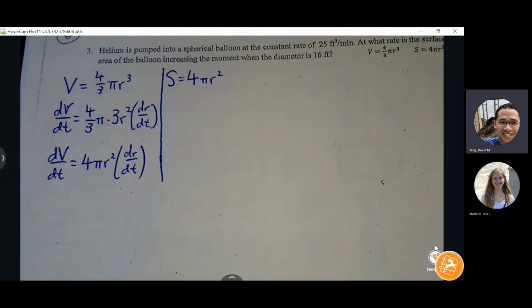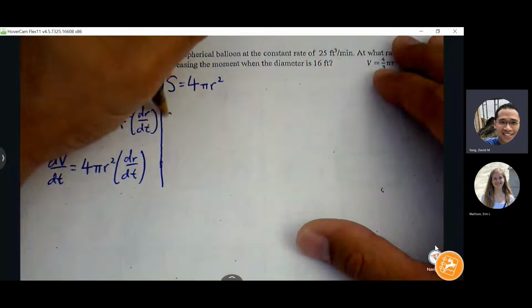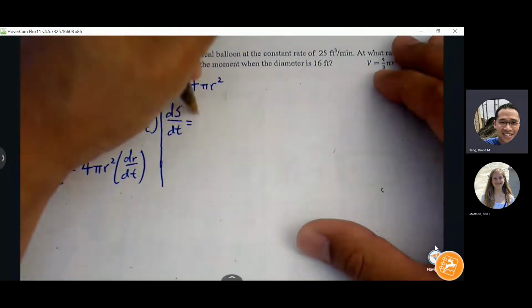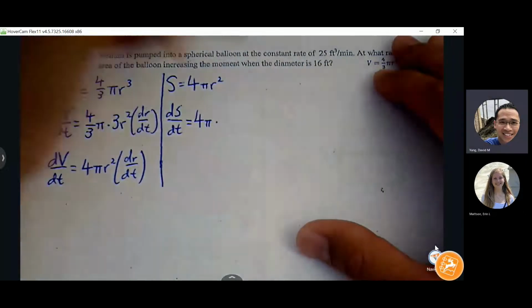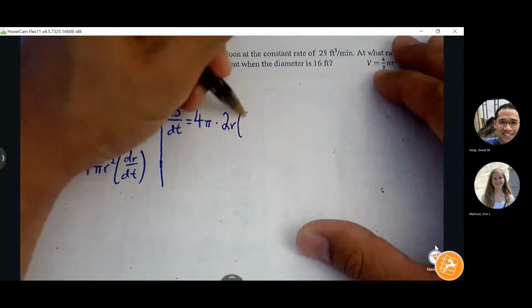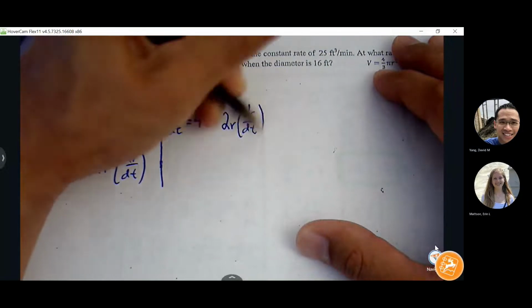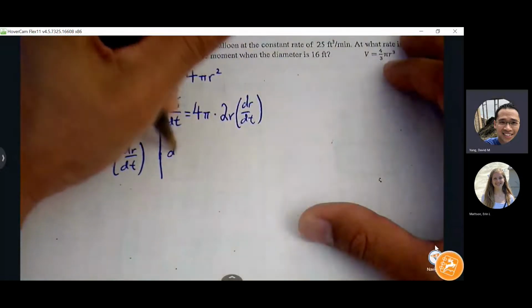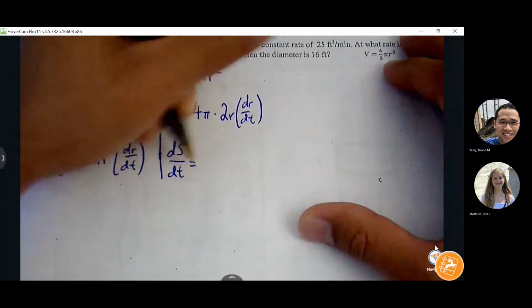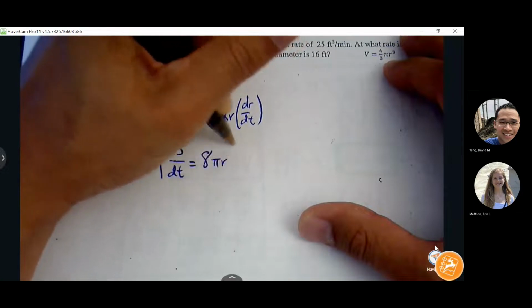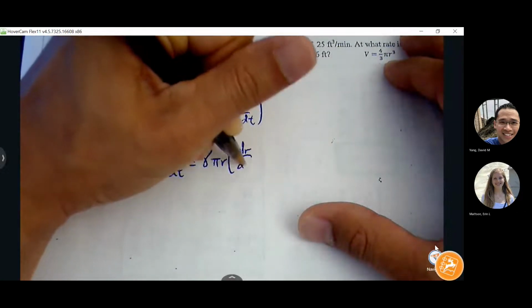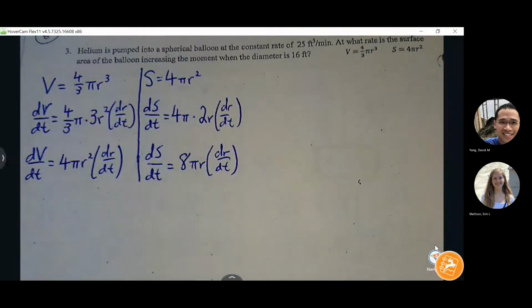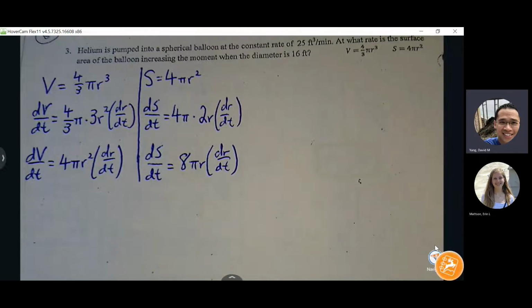Okay. Go down the column for S. S becomes dS/dt. 4 pi stays. R squared becomes 2R dr/dt. Clean this up a little bit. Okay, so everything that we need is in front of us.